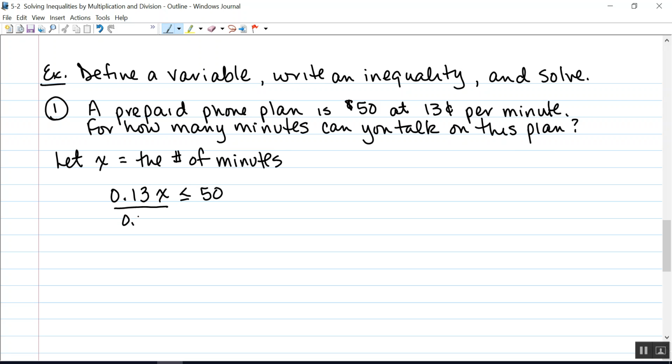Dividing both sides by 0.13. Pull my calculator up here. Okay, so x is less than or equal to, and I get 384.615, and it keeps going on. Let's be practical. You're not going to talk 6/10 of a minute, so your answer is going to be 384 minutes.